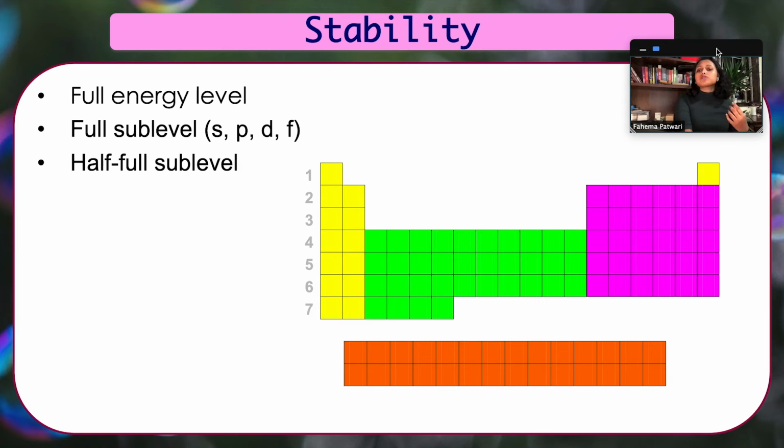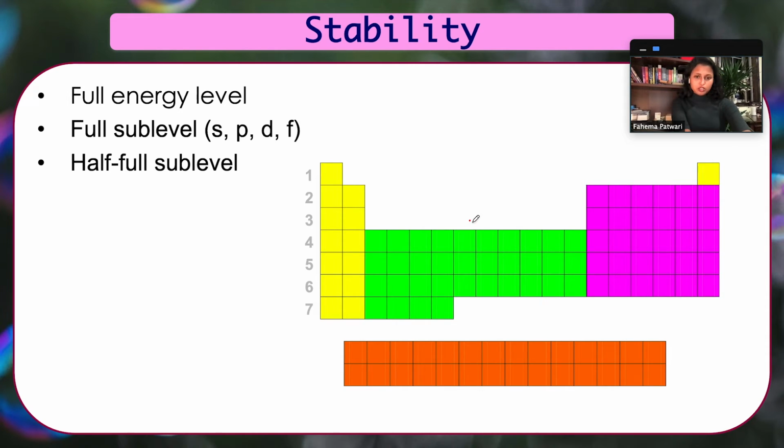They're also almost as stable if they have half full electrons. So s, if it has 1 electron, it's pretty happy. p, 3 electrons is pretty stable. d, 5 electrons is pretty stable. f, 7 electrons is pretty stable, right? So those two things are fairly stable. So full energy level is very stable. Half full sublevel is also stable.